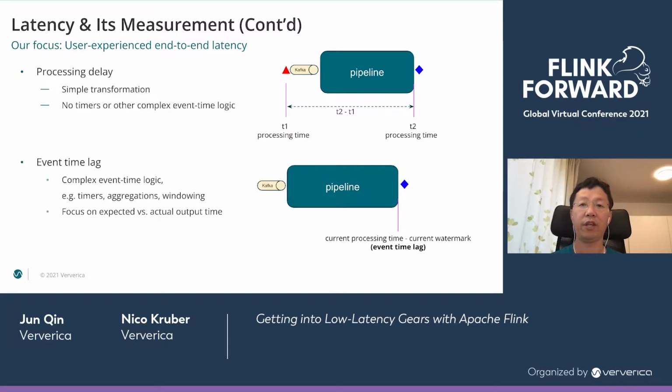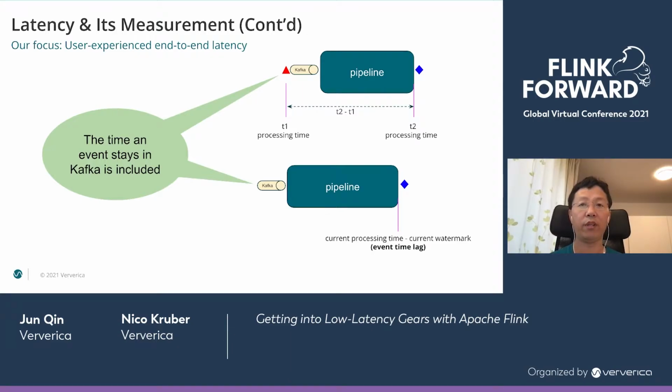When complex event time logic is involved, for example, timers, aggregation, and windowing, it's not that straightforward. In this case, we measure the event time lag, that is the current processing time minus the current watermark. Basically, the event time lag gives us the difference between the expected output time and the actual output time. In either of the two scenarios, we capture a histogram and show the 99th percentile of the end-to-end latency.